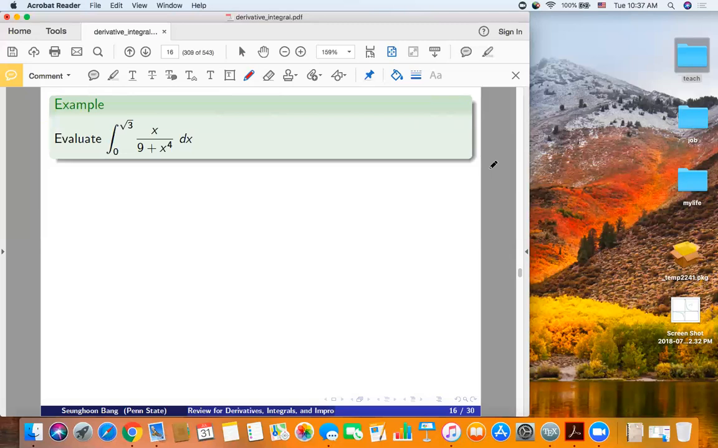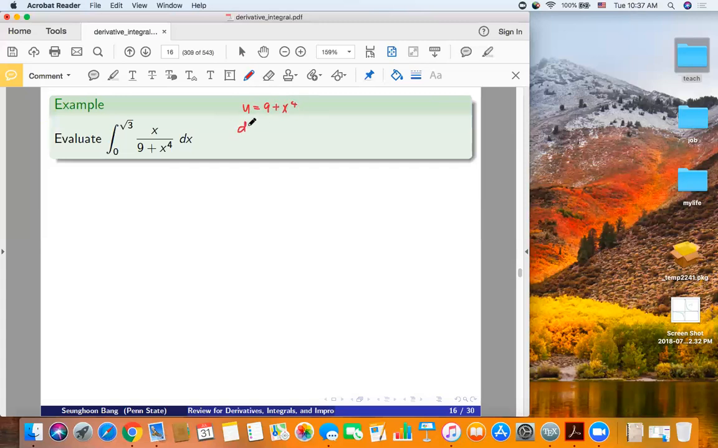So in this case, yes, u substitution. You're right. What is u? What do you think? Do you have any idea? With 9 plus x to the 4, we have trouble. Here, u equals 9 plus x to the 4.